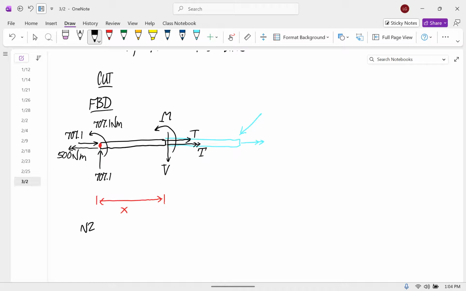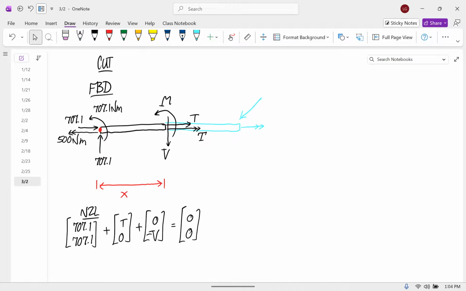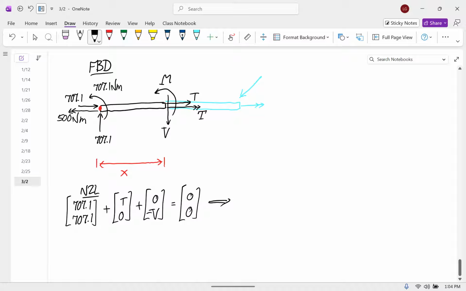So Newton's second law says 707.1, 707.1 plus T, 0 plus 0, negative V is equal to zeros. And so T is equal to negative 707.1. V is equal to positive 707.1.